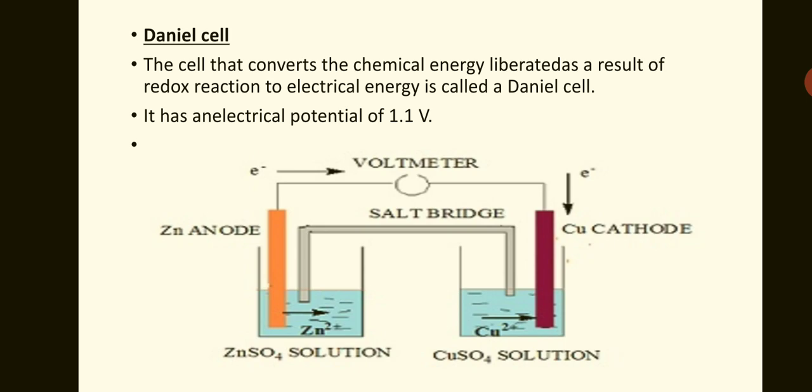Chapter 3, Electrochemistry, part 2. In part 1 we have seen the description of the Daniell cell. It is also called an electrochemical cell and it has a potential of 1.1 volt, and it changes chemical energy to electrical energy as a result of a redox reaction. So we'll see what a redox reaction is.